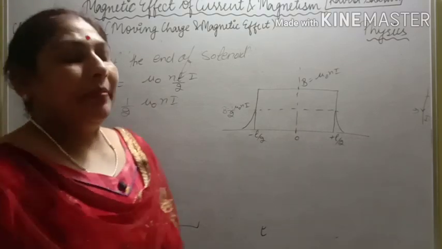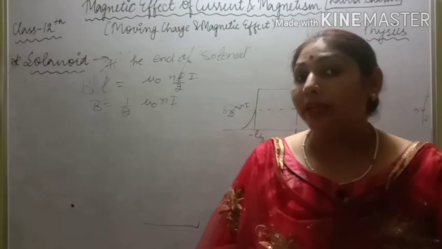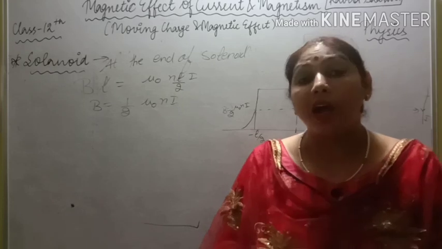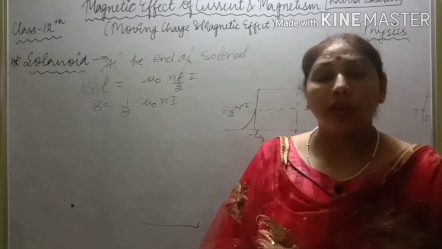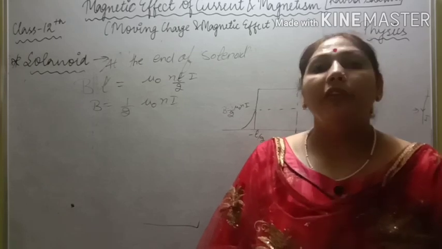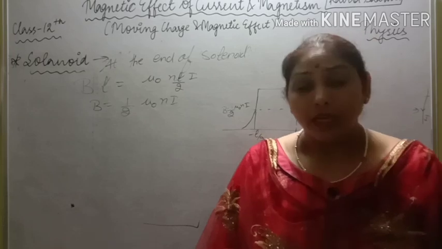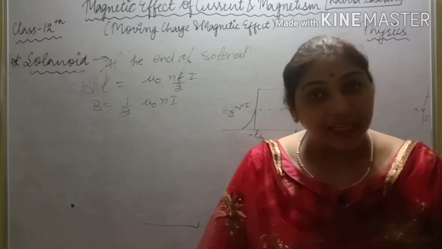One thing you should remember, inside the solenoid the magnetic field is uniform and strong, but at the end of the solenoid it will become half of the magnetic field inside the solenoid, okay? And outside the solenoid we always take the value of the magnetic field as very, very weak, which can be taken as 0. So आज के लिए इस वीडियो में इतना ही.